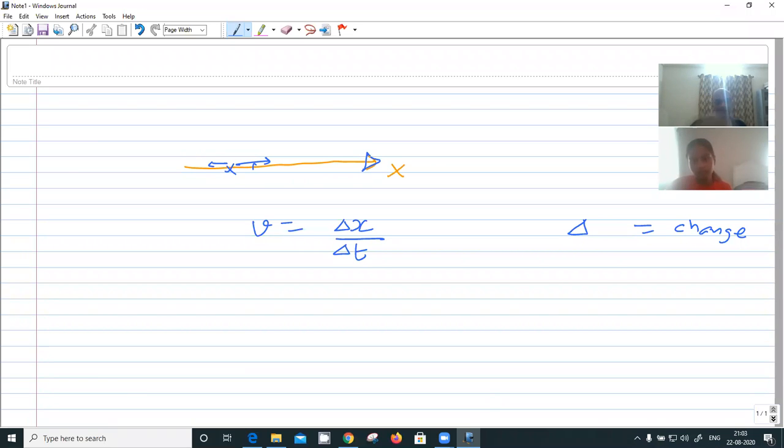Right. Delta means change. Velocity is how fast the position is changing with time. Velocity means you have to include the direction. Speed means without the direction, just the magnitude.